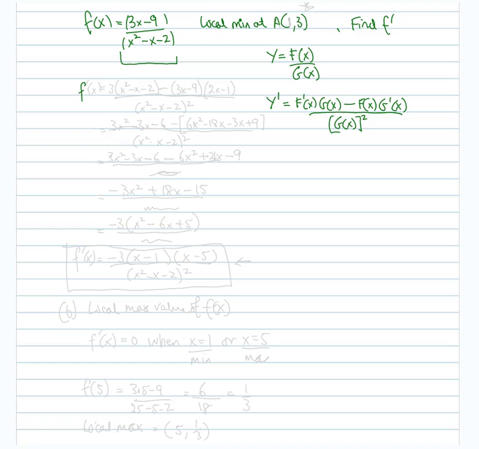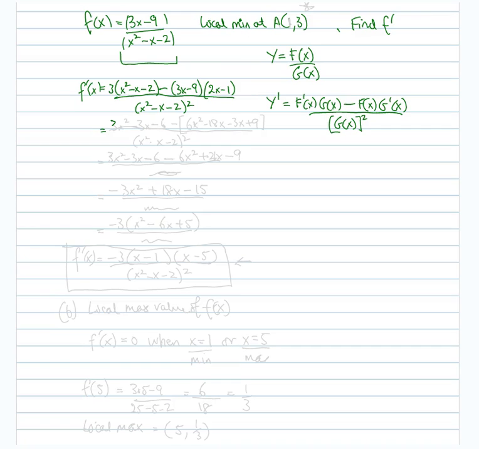So we go f prime of x equals derivative of the first, which is 3, times the second, minus the first one times the derivative of the second, which will give us 2x minus 1, and all of that's over this bottom function squared. Okay, so now it's just a matter of multiplying it out and simplifying it.